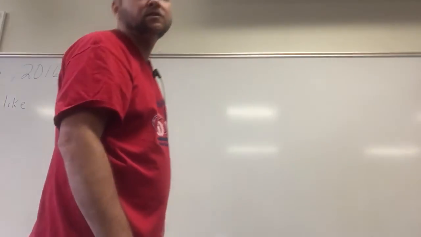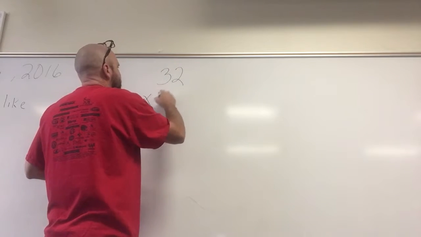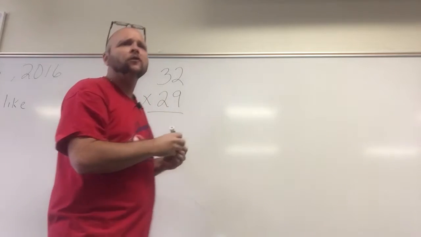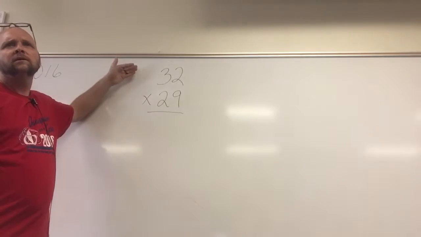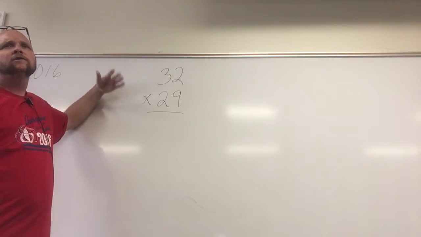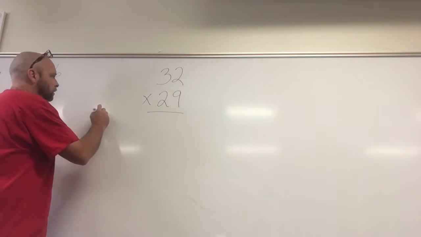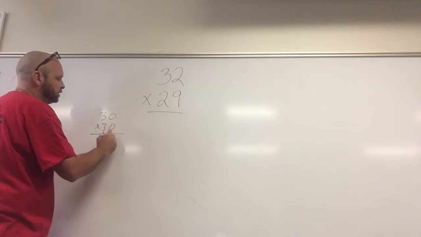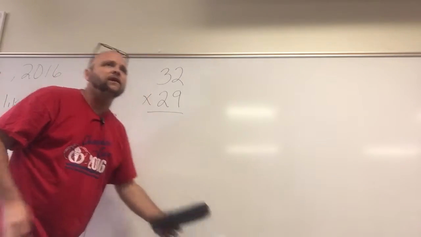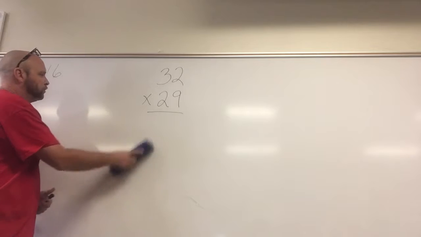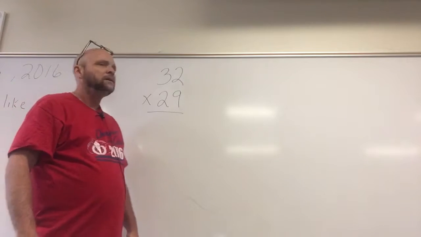All right, so let's do 32 times 29. Let's give us an estimate first of all. What is 32 close to? 30. What is 29 close to? 30. So what would 30 times 30 be? 900. Because if we have 30 times 30, we take these two zeros, put them at the bottom, 3 times 3 is 9. So we're looking for an answer somewhere near 900, in the general vicinity, in the neighborhood, on the same block.